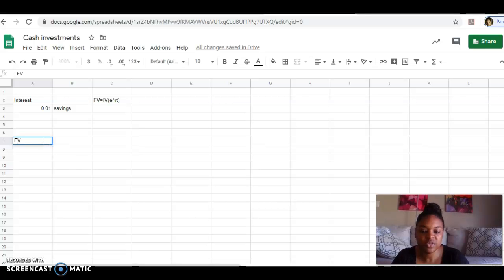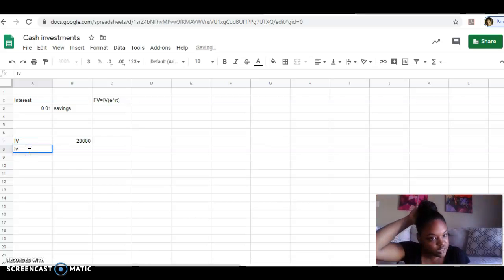principal. So you get to choose how much money you're going to put into the account initially, and you get to choose whether you're going to put all of the $20,000 or some of the $20,000. So I'm just going to use $20,000. So I'm going to type that into that cell. I'm sorry, I have the wrong label. This is supposed to be IV. So IV is the initial amount of money, $20,000. Let's just say I want to put $20,000 into the account.